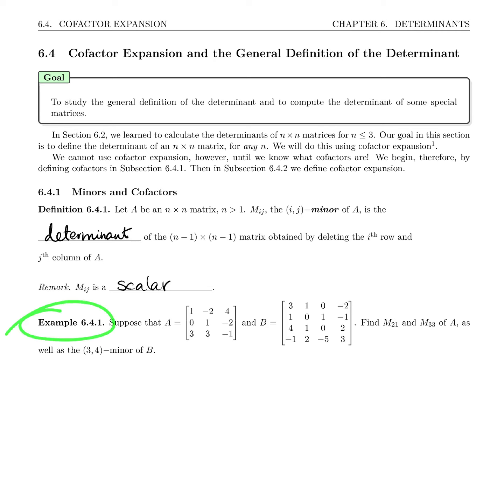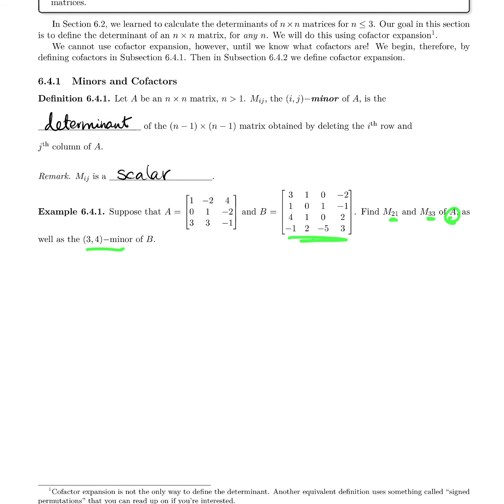Let's go and look at example 6.4.1 to see what that gives us. So suppose that A is this matrix here, 3 by 3, and B is this matrix here, which is a 4 by 4. We're asked to find M21 and M33 of A, as well as the 3,4 minor of B. So let's start with A. So M21 is going to be a determinant. So I'll write some determinant bars, and we are supposed to delete 2 and 1. Always in the order row and column, the ith row and jth column.